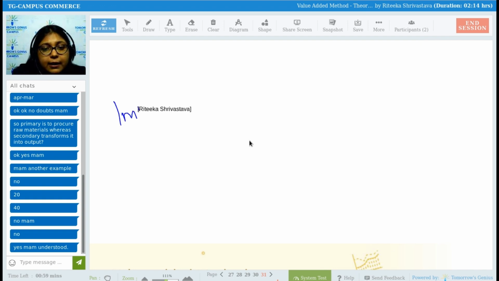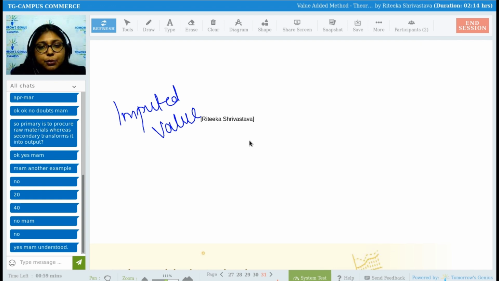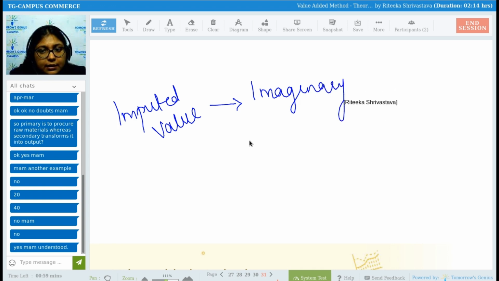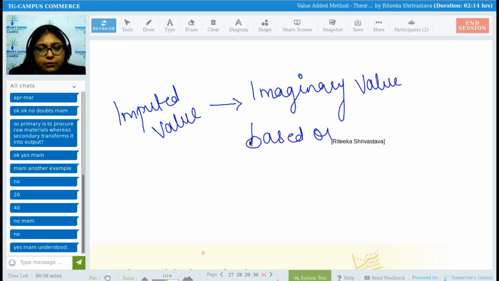Now, a new term: imputed value. What is imputed value? Imputed value is an imaginary value. It is an imaginary value based on.